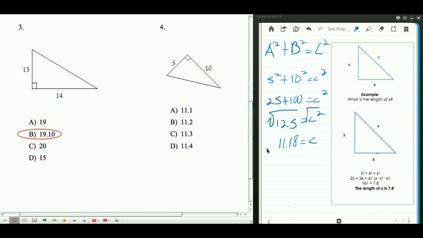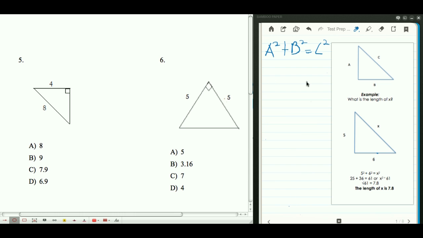So let's see, what answer is closest to that? Well, we have 11.1, 11.2, 0.3, or 0.4. Well, what is this closest to, 11.1 or 11.2? Well, since it's a 0.18, that's closest to B, 11.2. Let's look at number 5.